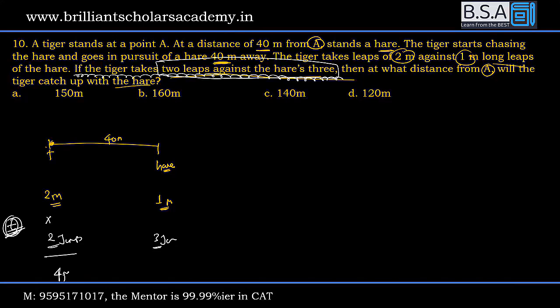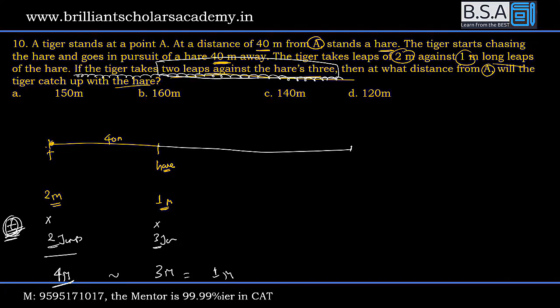So in the amount of time t, tiger travels 4 meters. In the amount of time t, the hare travels 3 meters. I don't know what that time is. It is 1 second, half a second, 0.1 second, millisecond. We do not know. But we know that tiger is traveling more. How much more is tiger traveling? The tiger is traveling 1 meter more. Do you see?